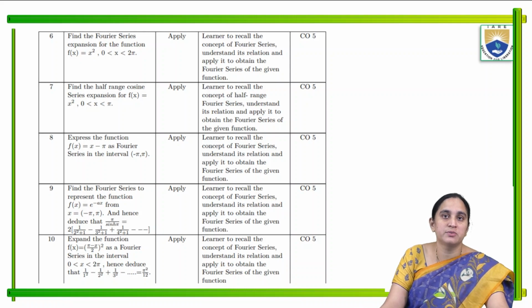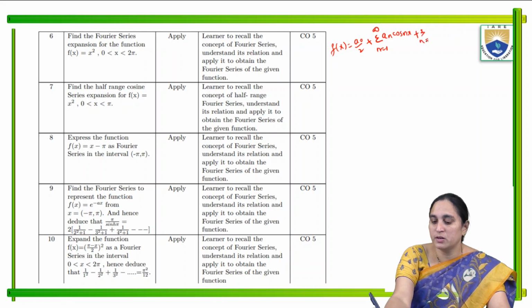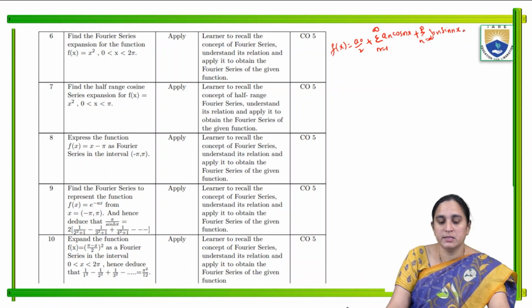This is full range within the limits 0 to 2 pi. For that case, we can find f of x is equal to a naught by 2 plus sigma n is equal to 1 to infinity a n cos n x plus sigma n is equal to 1 to infinity bn sin nx. Here f of x is equal to x square.